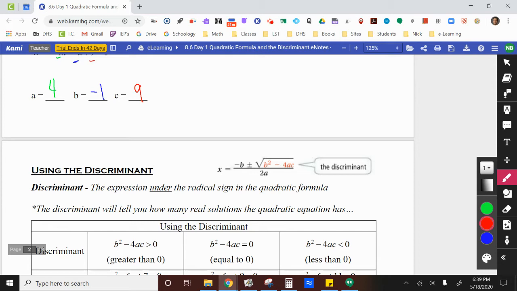And sometimes we're done with a problem because if we don't have a solution, then I don't need to finish the rest of the problem.